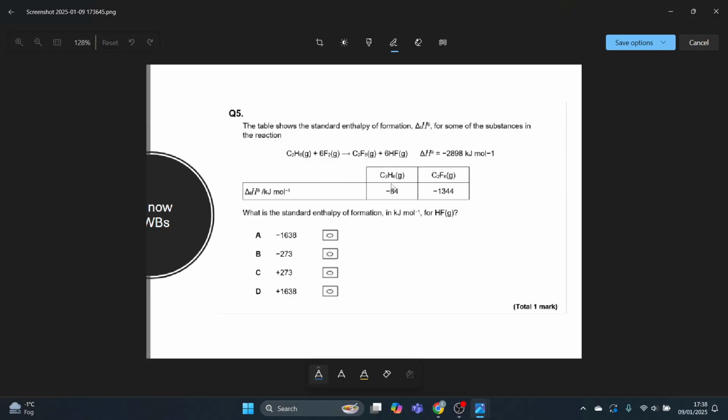Okay, we know C2H6 is -84, C2F6 is -1344 plus 6x. And obviously that's going to be 0 because that's an element in itself. So enthalpy of formation: enthalpy of products minus enthalpy of reactants. So it's going to be -1344 plus 6x minus -84.